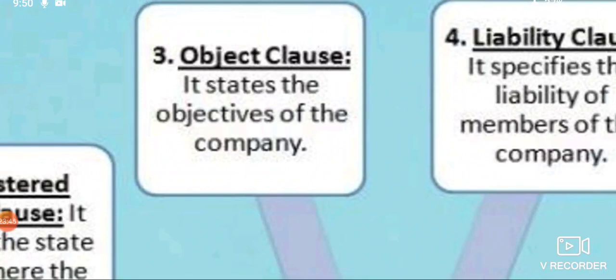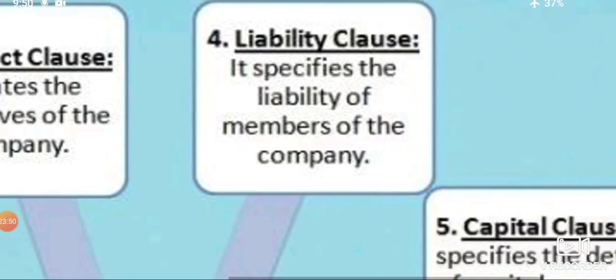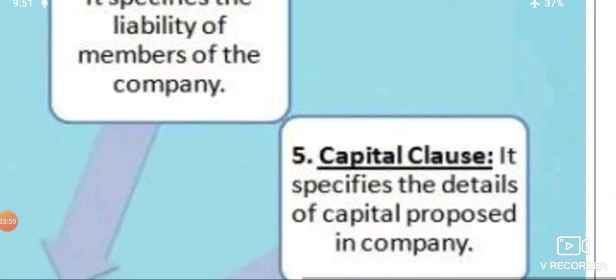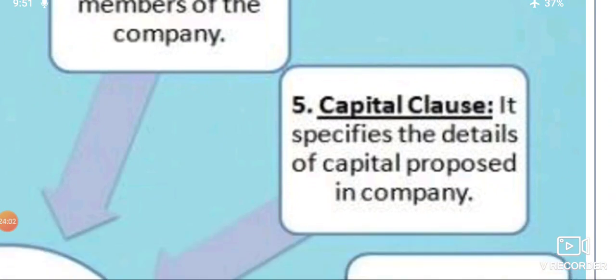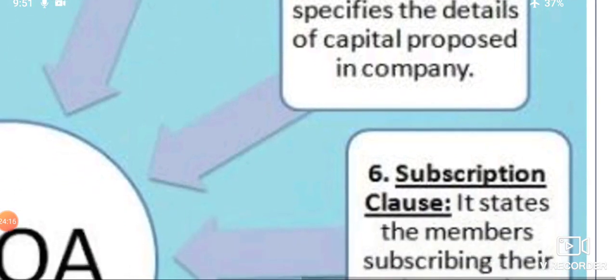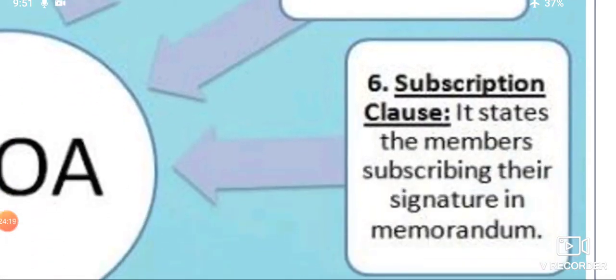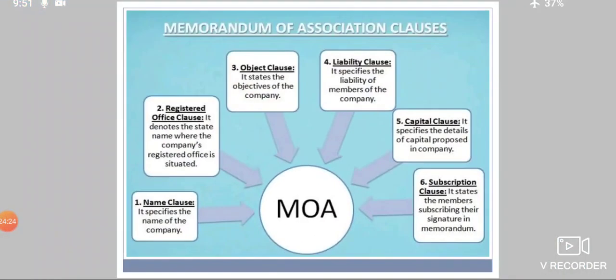Second, the object clause. It states the objectives of the company, what work the company is going to do. Then the liability clause. It specifies the liability of a member of the company, how much a member is supposed to pay. And then the capital clause. It specifies the details of capital proposed in the company, how much permission you are going to take from the ROC, following the rules of the Companies Act. And the last one, the subscription clause. It states the members subscribing along with their signature in the memorandum of association.